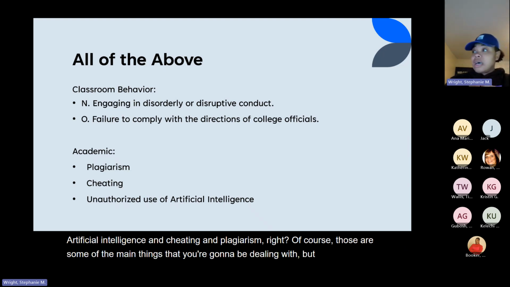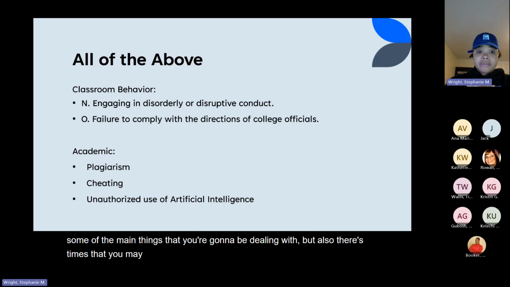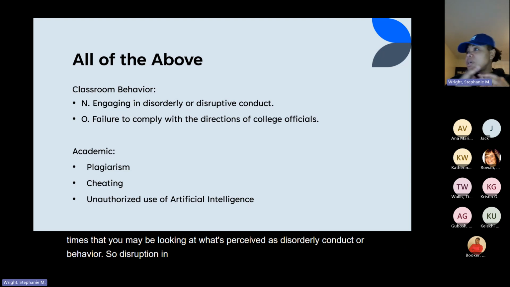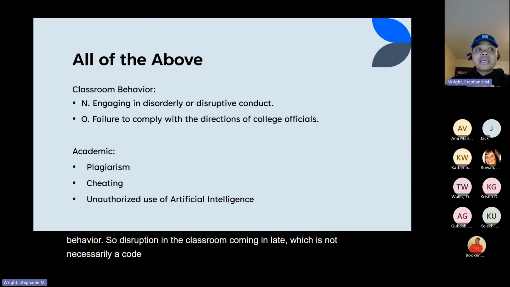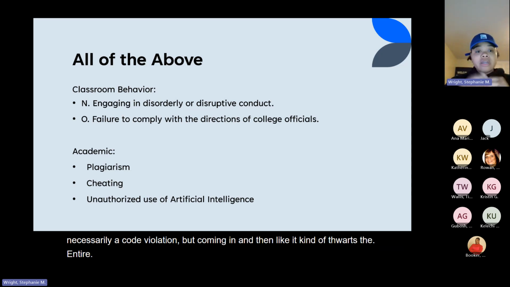But also, there's times that you may be looking at what's perceived as disorderly conduct or behavior. So disruption in the classroom, coming in late, which is not necessarily a code violation, but coming in and then it kind of thwarts the entire curriculum for the day, right?